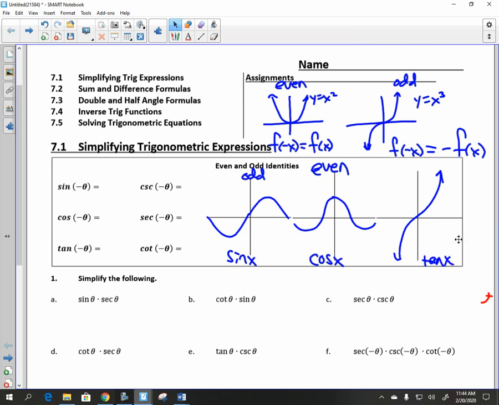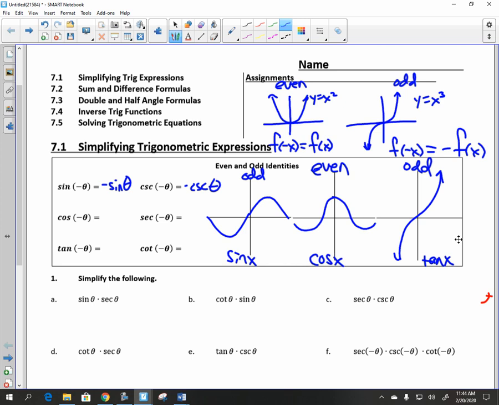Here we go. Look at the tangent function. Is that even or odd? It's odd. Very good. So this is where we come to this point. I'm going to show you why these are the way they are. Otherwise, it's just like memorization. I hate memorization. So sine of negative theta, if sine is odd, then look at what happens to the negative. It moves to the outside. So sine of negative theta becomes negative sine of theta. And cosecant of negative theta is negative cosecant of theta.